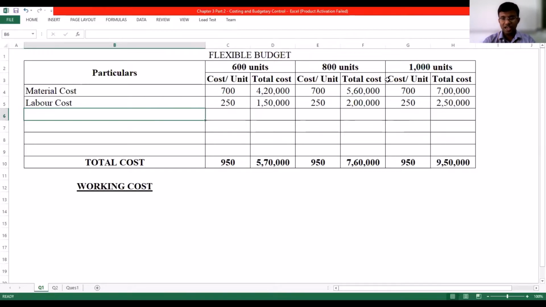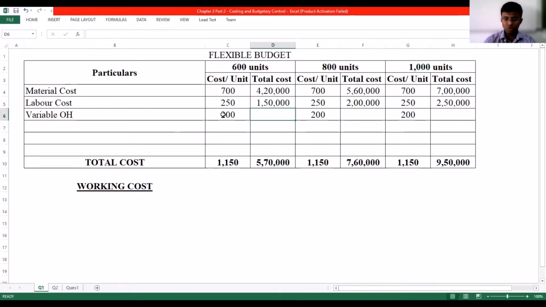Next cost that we have given to us in the question is variable overhead. So variable overhead, what type of cost is it? It is also a variable cost. So here it will be 200. This is cost per unit. Here also it's 200 per unit. Here also it's 200 per unit.